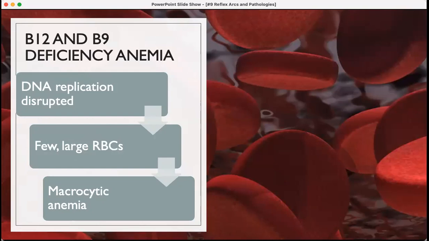In contrast, the anemia caused by B12 and B9 is macrocytic anemia. B12 and B9 are needed for DNA replication, so it's very early on in the cell cycle. And what you end up with is very few but very large red blood cells. And macro is large, a macrocytic anemia. Few red blood cells, but they're very large.